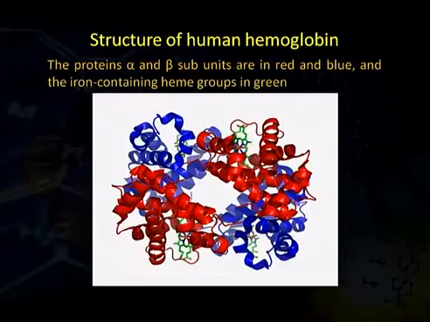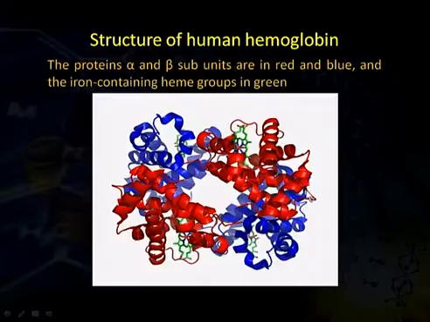This is the structure of hemoglobin. Here we can see that this blue part and the red part, the folded part, this is the globin. These are the 4 subunits. Alpha and beta units are shown in the red and the blue, while these green parts are the heme parts, that is the porphyrin containing iron in the center.